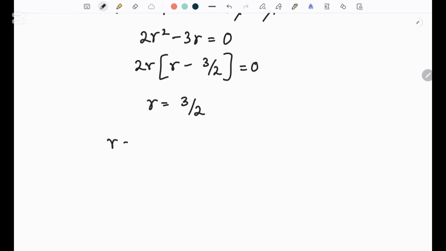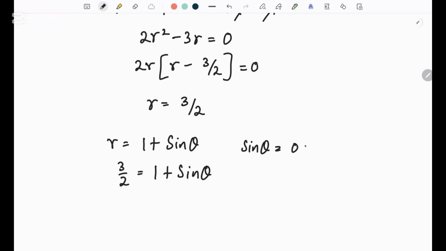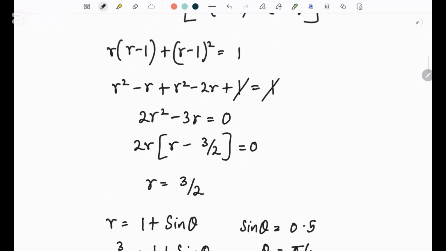So we know r equals 1 plus sine theta, right? So 3 over 2 equals 1 plus sine theta. Sine theta equals 0.5. Theta equals pi over 6, right? You need it in radians.